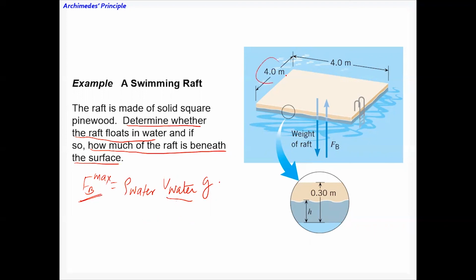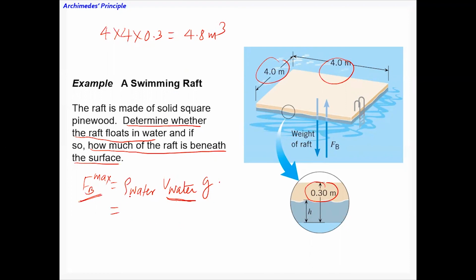You have 4, 4, and 0.3. Okay, so what is that? If you multiply 4 times 4 times 0.3, you end up getting 4.8 meter cubed. That's the volume, the maximum volume of the water that could be displaced.